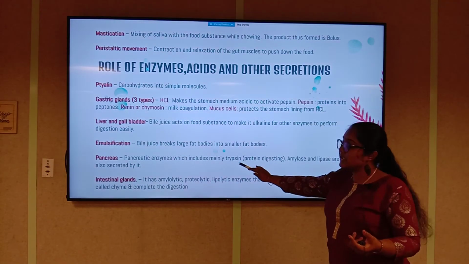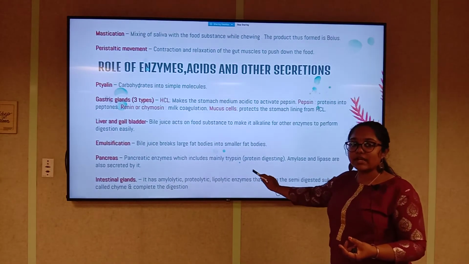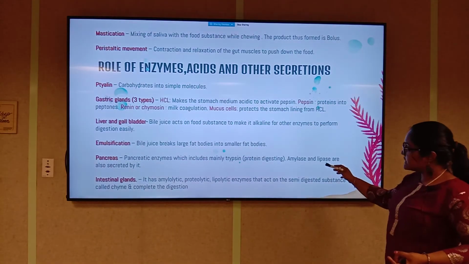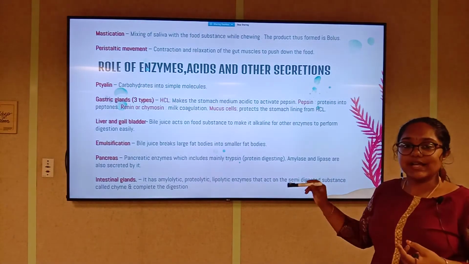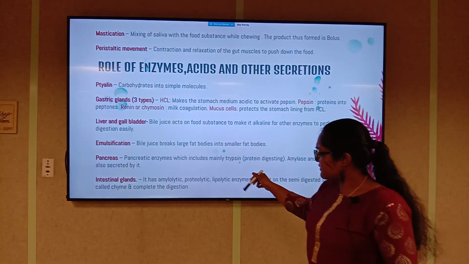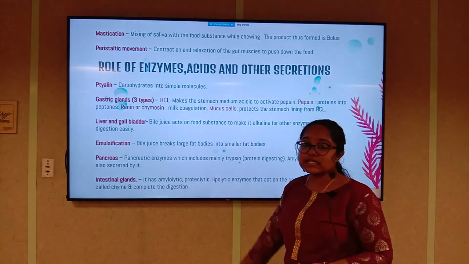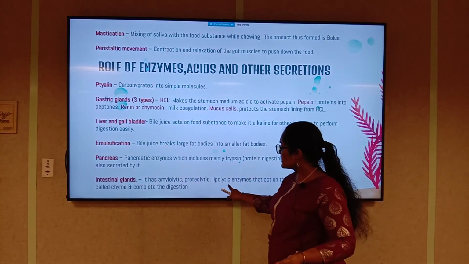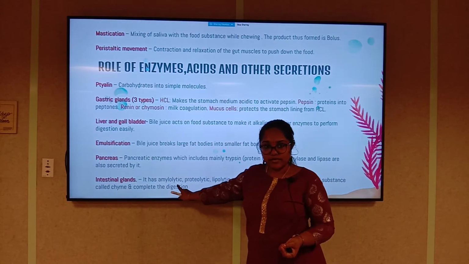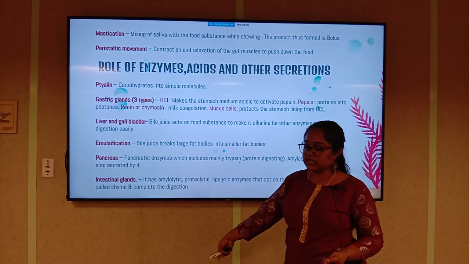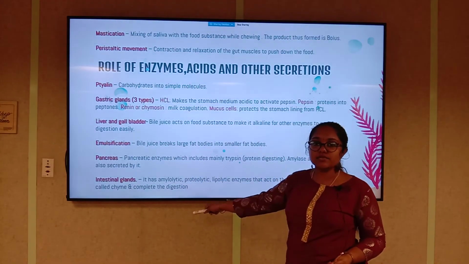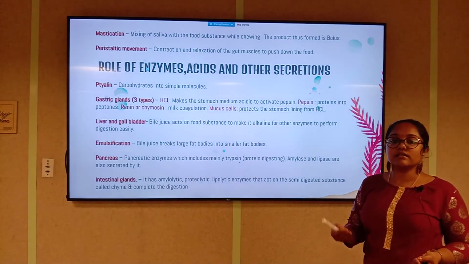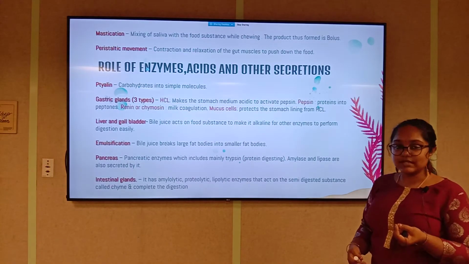What are the enzymes? It mainly includes trypsin, which is a protein digesting enzyme, along with amylase, same as the ptyalin, and lipase, same. Lipase means the enzyme which digests the fat particles. The last one is intestinal glands. Very few glands are present in the small intestine which has these three types of enzymes. Amylolytic means the enzymes which break down carbohydrates. Proteolytic means the enzymes which break down proteins. Lipolytic enzymes break down lipids.